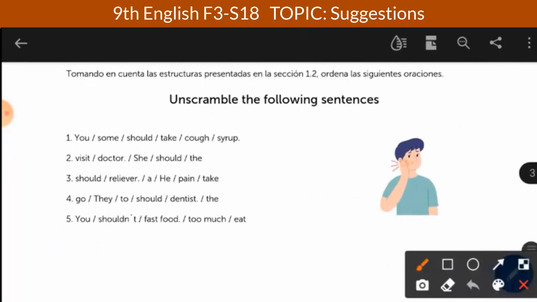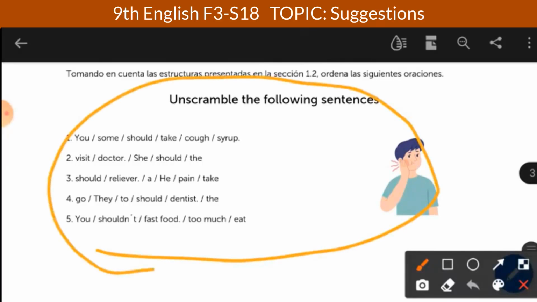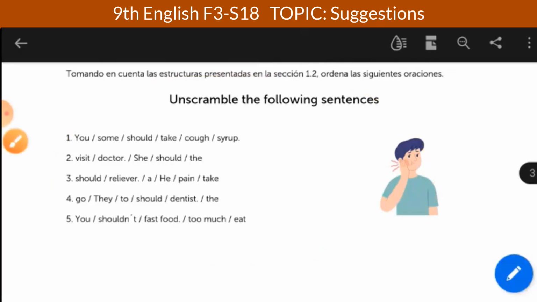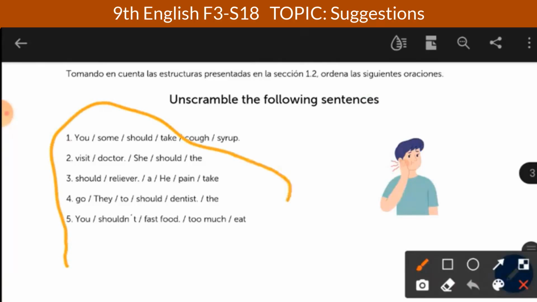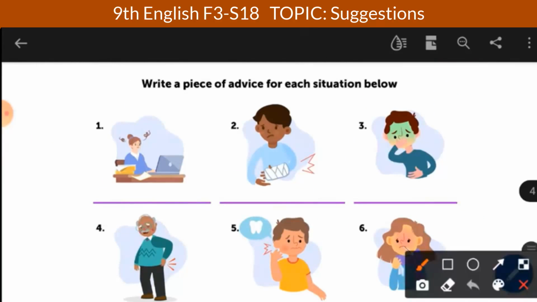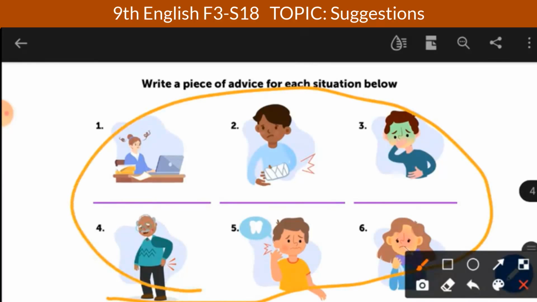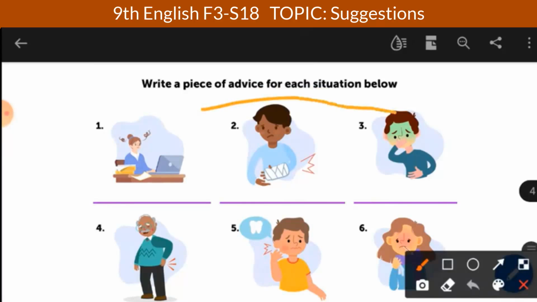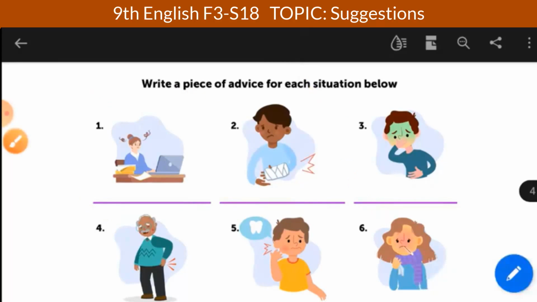Okay. After that we have a practice and scramble the following sentences. If you pay attention to these sentences, they are disorganized, so you have to put them in order, okay? After that, we have more pictures here. Yes, we have more pictures over here. And you have to give advice for each situation depicted in the pictures, yes? You have to give advice, ofrecer sugerencias, suggestions to each situation that you see over here, para estas situaciones que vemos.